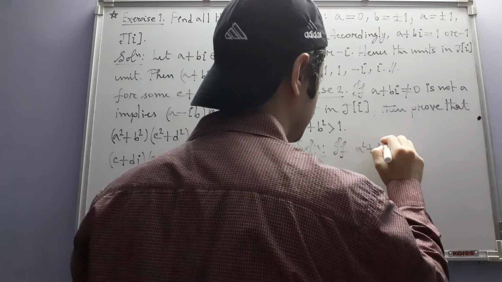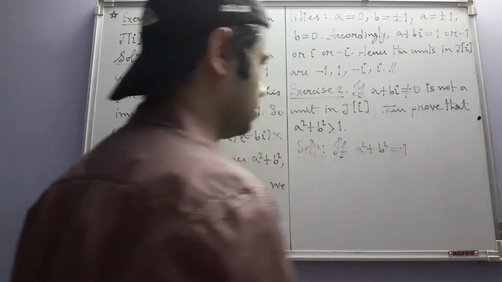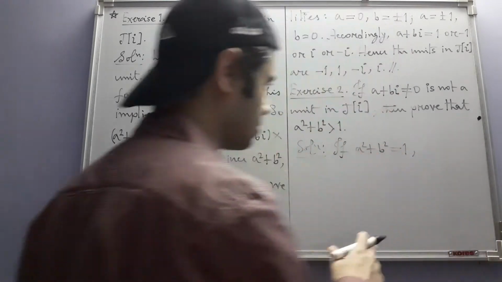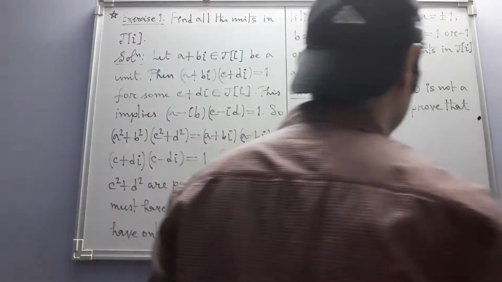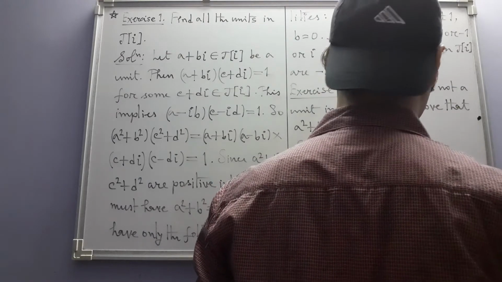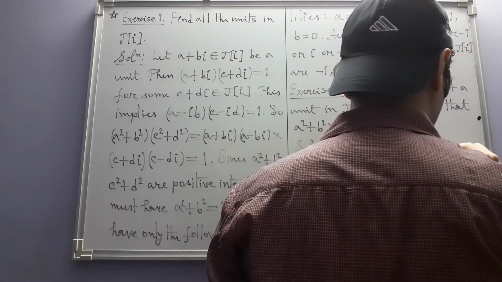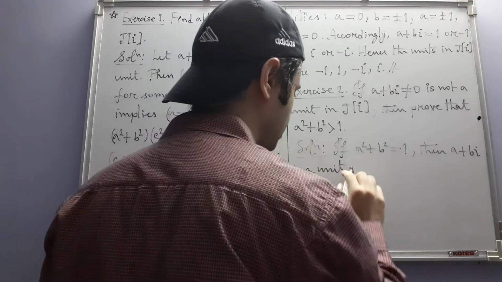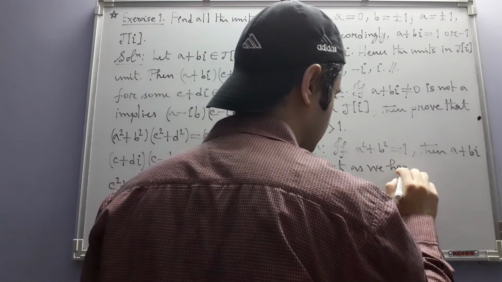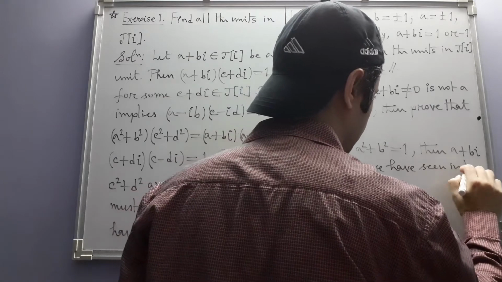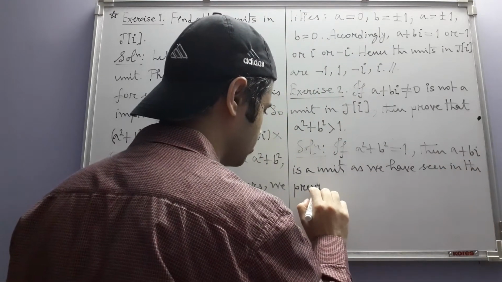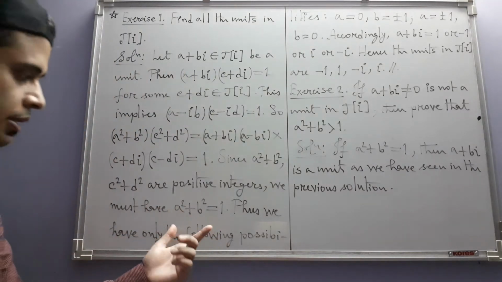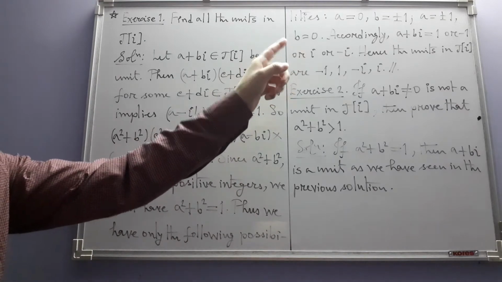If a square plus b square is equal to 1, then, okay, let us just see what happens. We will see later on why we are starting like this. Then a plus bi is a unit, as we have seen in the previous solution. Here we have in fact proved that if a square plus b square is 1, then a plus bi is a unit.